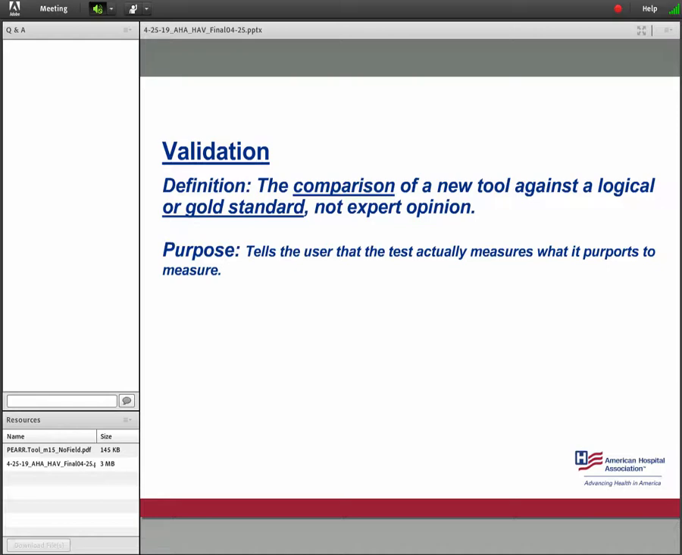Validation is important because it tells the user that the test actually measures what it purports to measure. So if we're screening for trafficking with a tool that we've made up, but we haven't actually tested to see if it measures what we think it measures, are we picking up trafficking? Are we picking up something else? Are we not picking up anything useful at all?